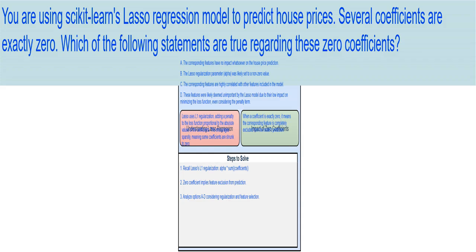This sets the stage. I'm using a popular machine learning library, Sklearn, and its Lasso regression tool to make house price predictions based on various features. The interesting part is that I get some zero coefficients in my results. What do these zeros signify?